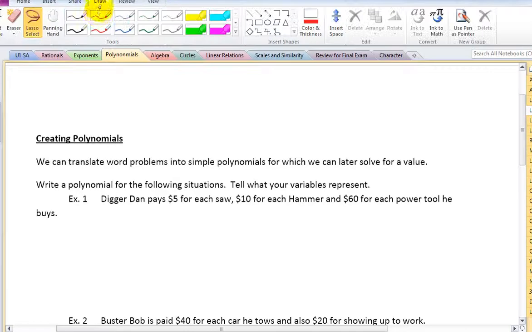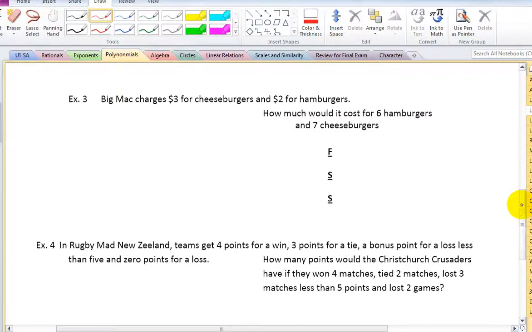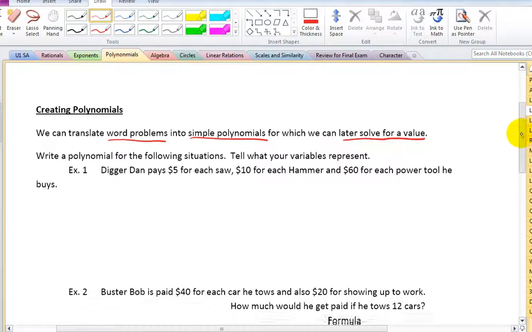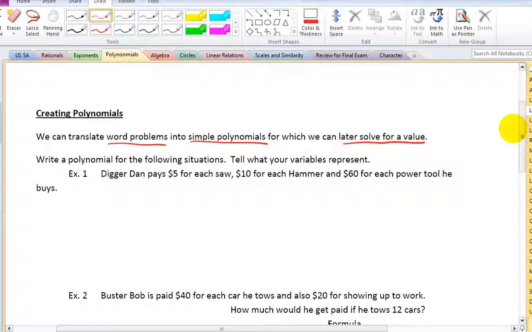So you're going to see some word problems, and you're going to do this actually in your everyday life. Not even think about it. So we're going to take a word problem and we're going to make a simple polynomial. Then later we'll solve for a value if we know what the letters are. So we have a quick example here.